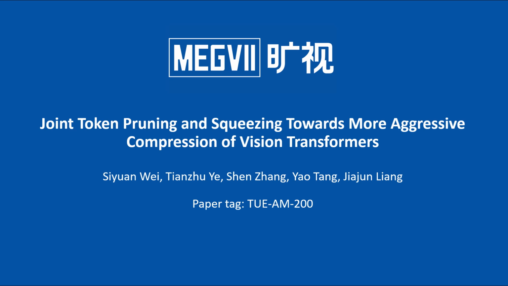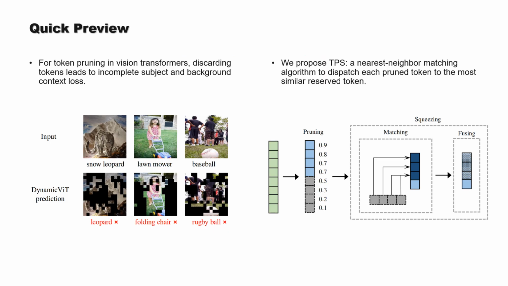I am glad to share our work, Joint Token Pruning and Squeezing Towards More Aggressive Compression of Vision Transformers, in CVPR 2023 here. We call it TPS for short. Let's start from a quick preview of our TPS. We focus on pruning tokens in vision transformers more aggressively and efficiently from the perspective of saving information loss.